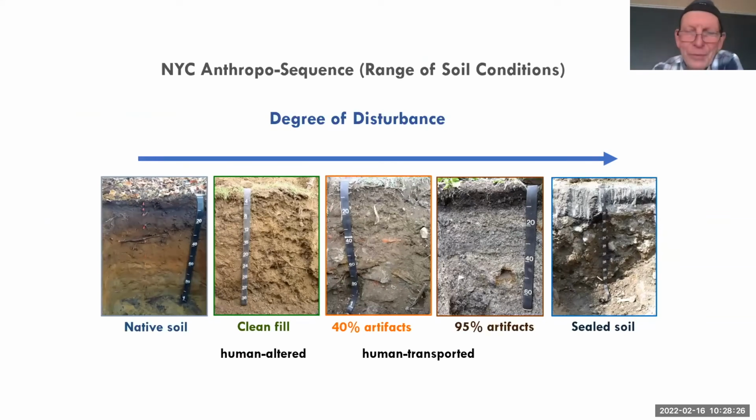And you could sort of look at these soils in a continuum of disturbance, okay? Native soils on the left, the human altered soil where you destroy all the horizonation, backfill it again. Human transported when you start dragging artifacts into the soil, increasing amount of artifacts. And then probably the maximally disturbed is when you seal the soil over, okay, cut it off from air and water exchange.